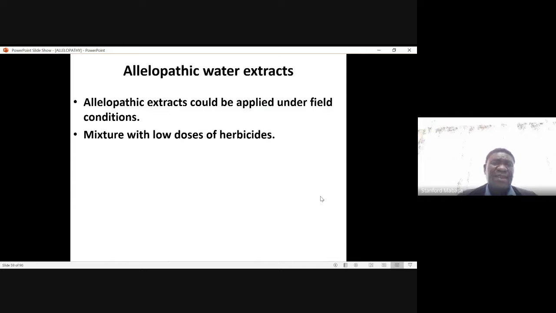Now, allelopathic water extracts. We can actually produce extracts from some plants which are known to be allelopathic. There could be opportunities to mix these allelopathic extracts with some low doses of herbicides. Some have actually done this. I think there's a paper by Dr. Rugare on this subject.